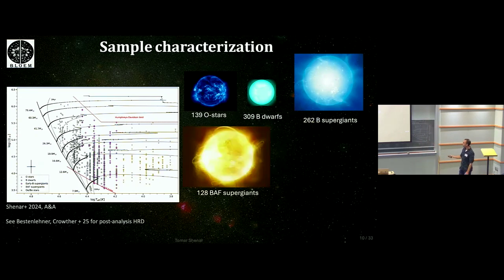Then we have this other mysterious group, the yellow-ish supergiants. Not all of them are that yellow. These are bluer. We have quite a lot of them as well. Again, we don't really understand what they are, okay? Knowing the binary properties of these samples is crucial.